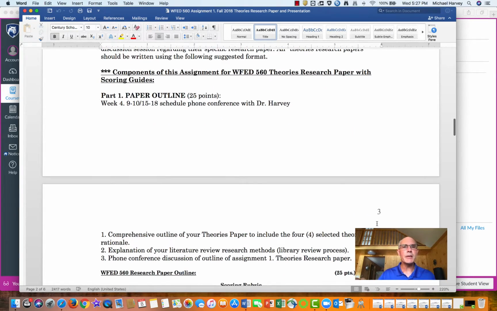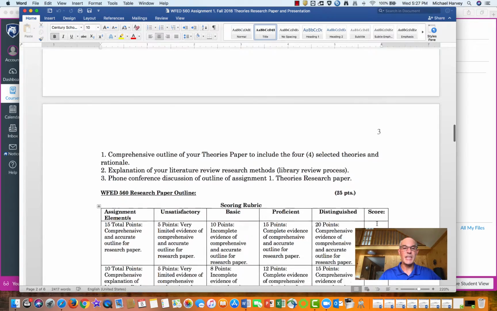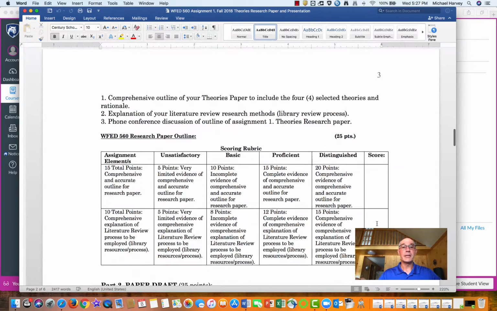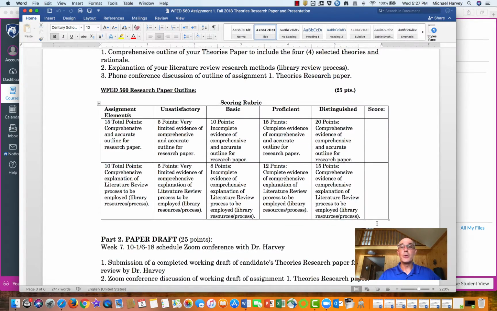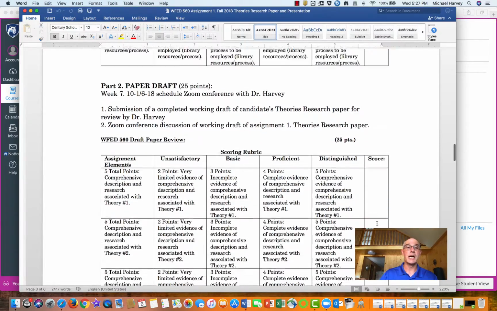The first component is your paper outline and overview, which is worth 25 points. This includes scheduling a phone conference with Dr. Harvey. The elements that are here are listed, and the scoring rubric for the 25 points is here and associated with that element of the assignment. Please make sure that you review the scoring rubrics to see how you will be scored on these particular assignments.